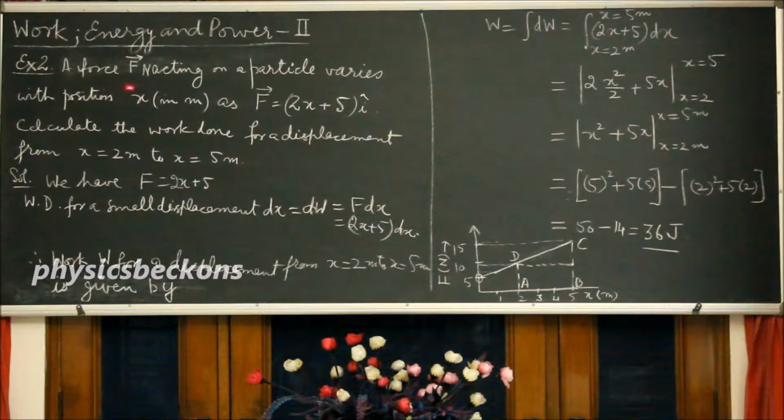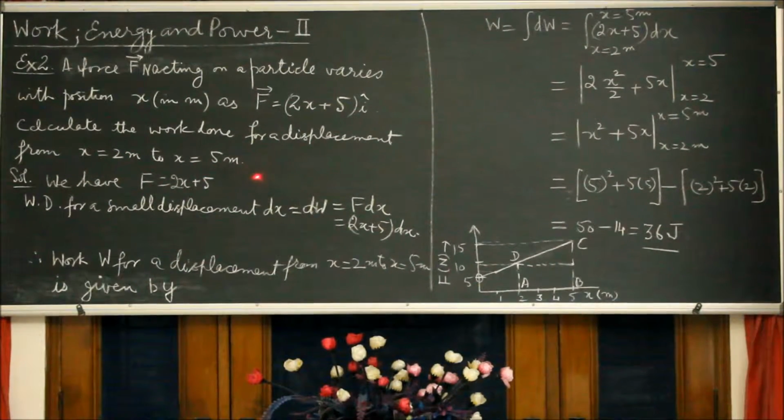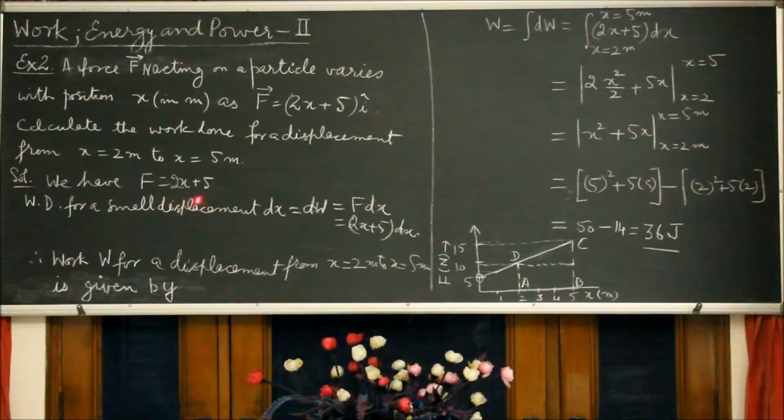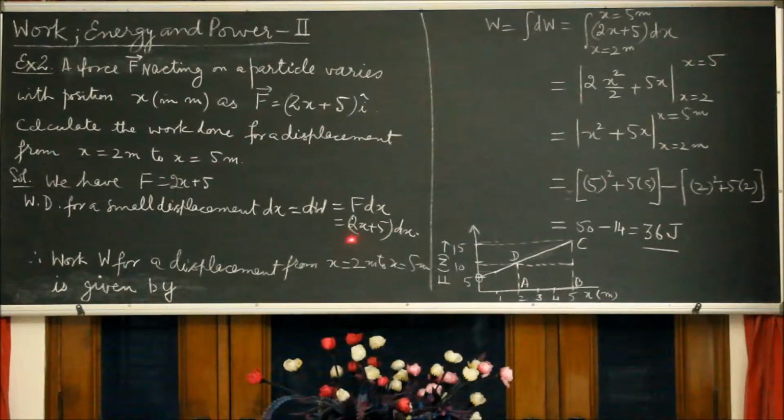Let's take another example. A force F Newton acting on a particle varies with position x as F equal to (2x plus 5) i cap. Calculate the work done for a displacement from x equal to 2 meter to x equal to 5 meter. Here we are given F equal to 2x plus 5. Therefore, as position changes, the value of force changes. If you take a very small displacement dx, the work done for the small displacement will be given by F dx, which means (2x plus 5) dx.